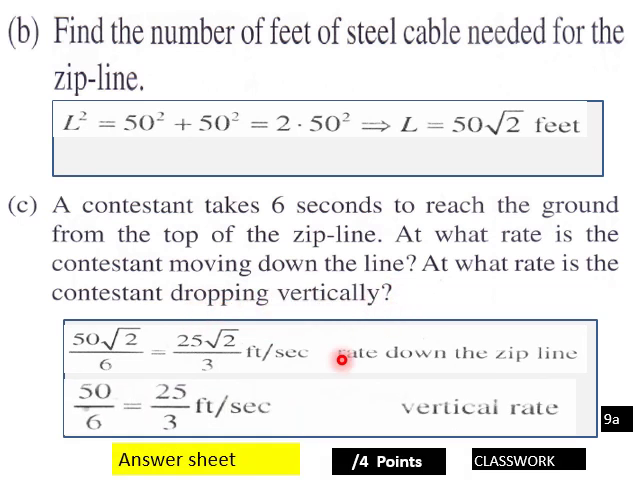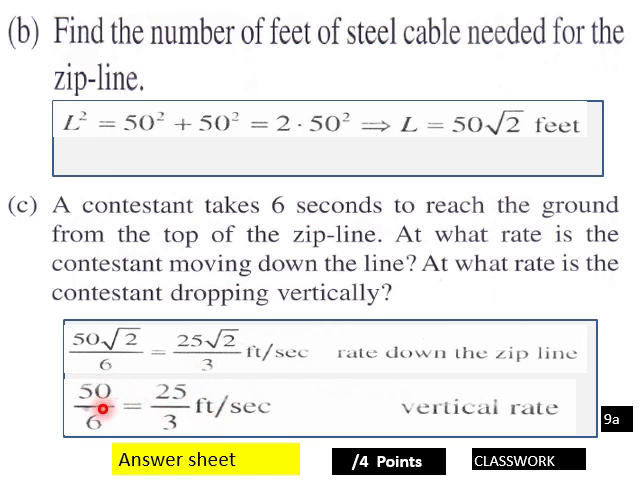At what rate is the contestant dropping vertically? So to find a vertical drop per second, we have 50 over 6 equals our vertical rate here. And when you simplify this, 50 over 6, you get 25 over 3 feet per second.